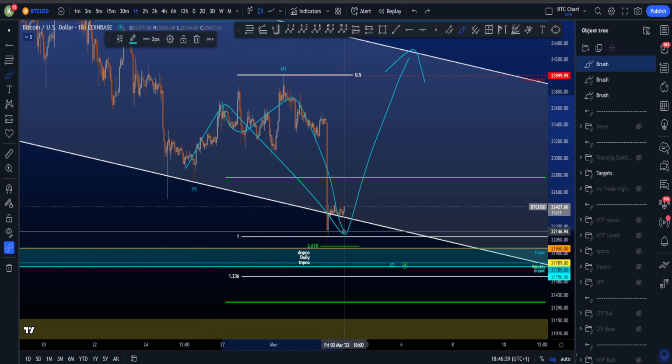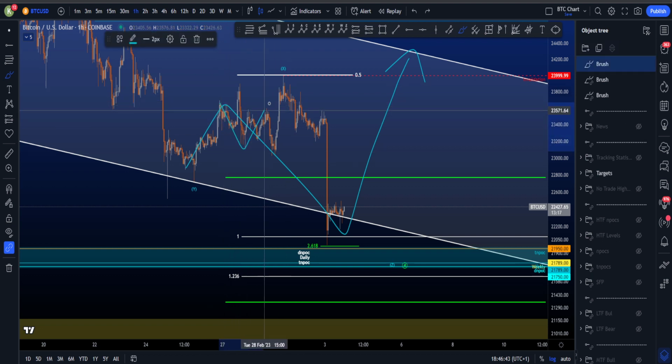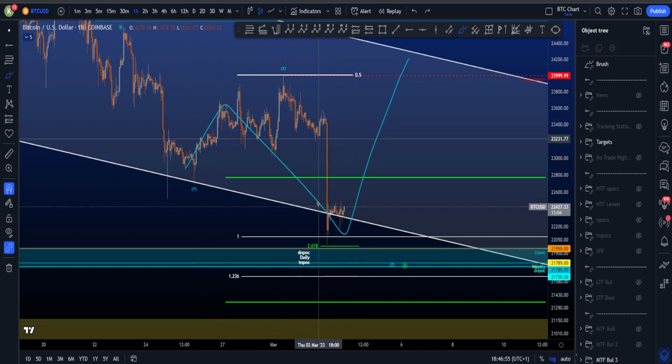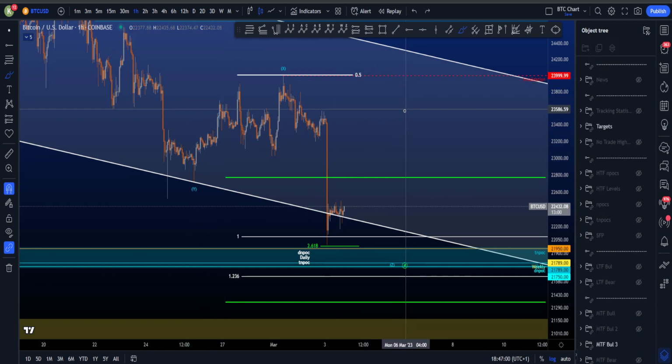And if that is a 3-wave B, that means that this is an expanded flat, an A, B expanded, and then eventually a C. And then the C is going all the way down to the 2.618. Again, that is very, very rare. So also, therefore, this being some sort of an A, B, C is just not my preferred scenario.